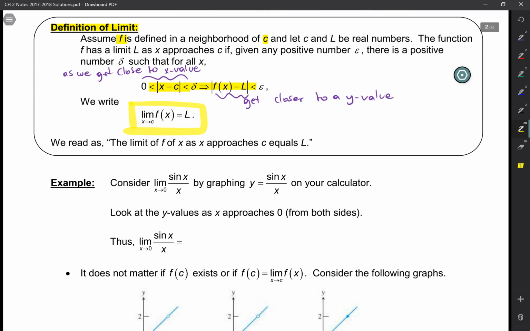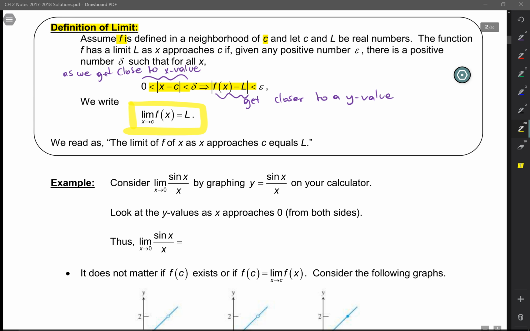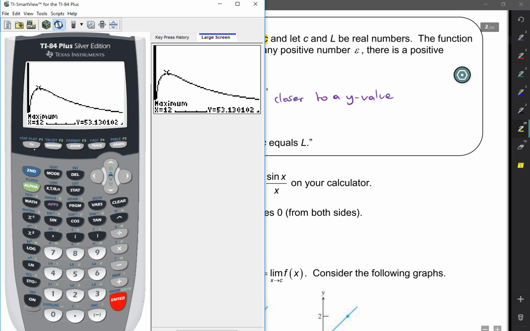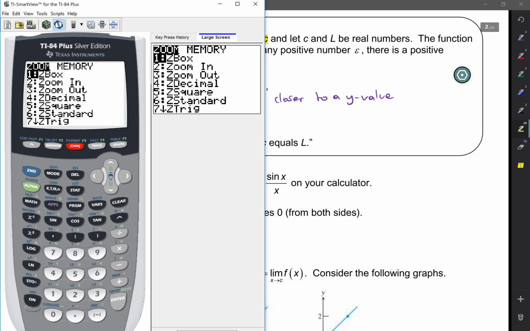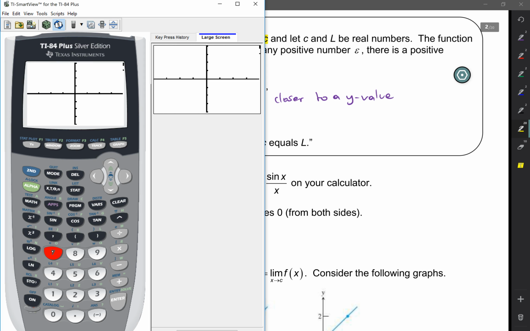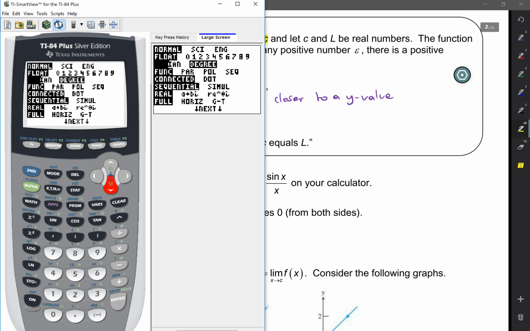All right, so let's consider the limit as x approaches 0 of sine x over x. So let's graph sine x over x. I'm going to do zoom 7 for trig zoom. And I'm also going to put my calculator in radian mode. I had it switched for another problem earlier.